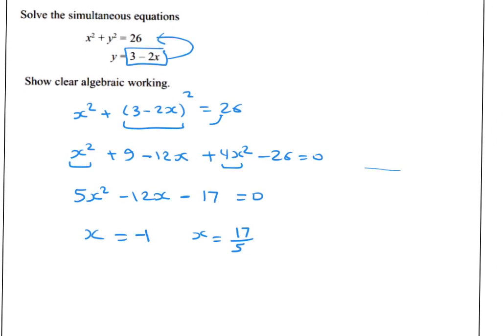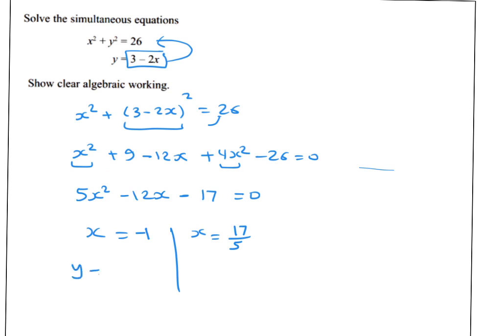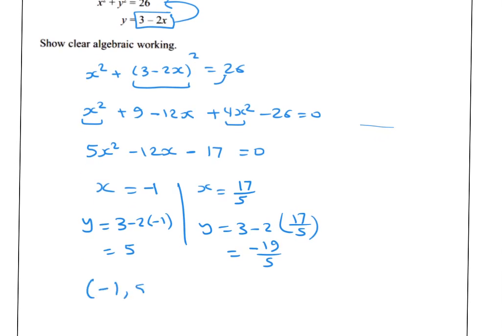By the same way, by substitution, you can find the corresponding value for y. So y equals 3 minus 2 times negative 1, which is 5. The other value, y equals 3 minus 2 times 17 over 5. We can find the answer: negative 19 over 5. So now the answer: negative 1 and 5, or 17 over 5 and negative 19 over 5. These are the two points.